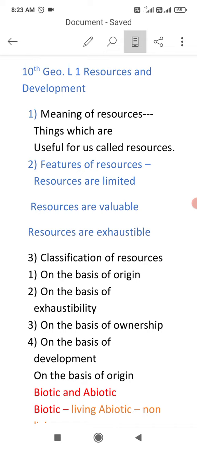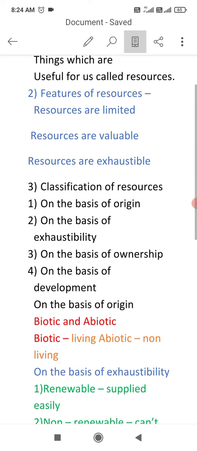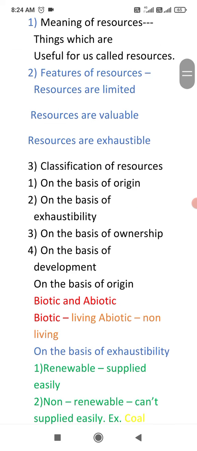After that, there is the classification of resources. We can classify resources into four major parts. First one is on the basis of origin, second on the basis of exhaustibility, third on the basis of ownership, and last one is on the basis of development. Now we are going to read all these one by one.